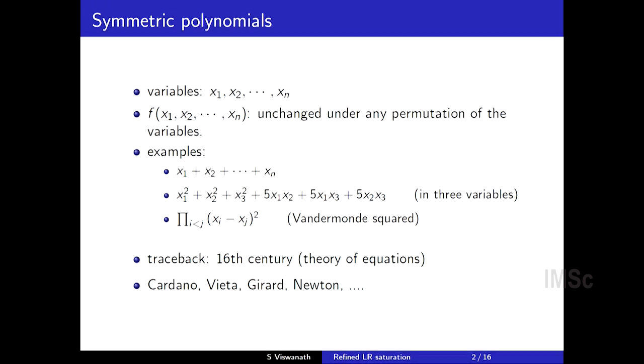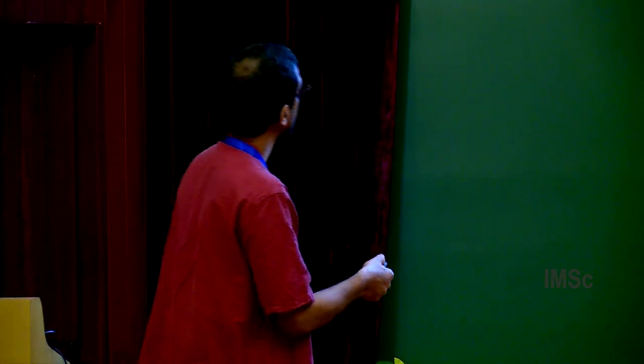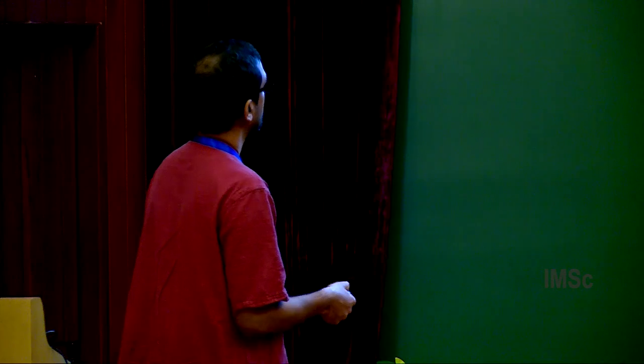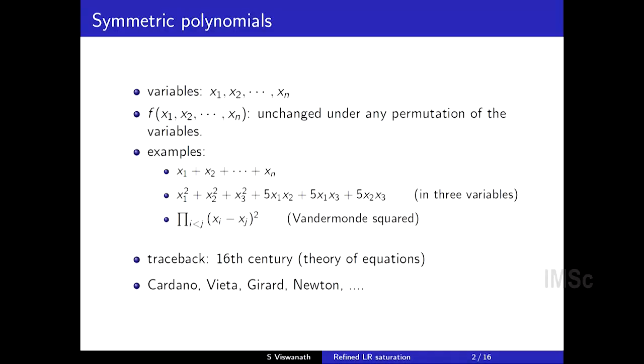And this theory actually goes back a very, very long way, all the way back to at least the 16th century, coming from the theory of equations. You're given an equation, the sort of stuff we try to do in high school algebra. You try to write the first coefficient as the sum of the roots, the second as the sum of the roots taken 2 at a time, and so on. So that's sort of the genesis of the whole thing. The names here are Cardano, who gave this famous formula for solving a cubic, Vieta, Girard, Newton, and so on.